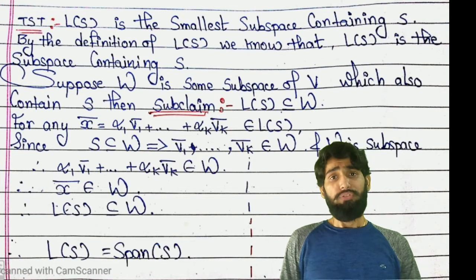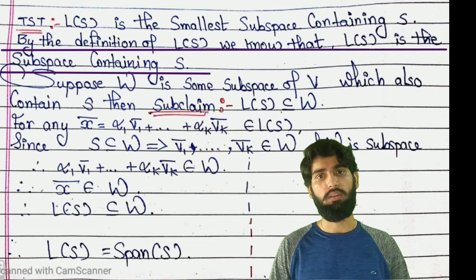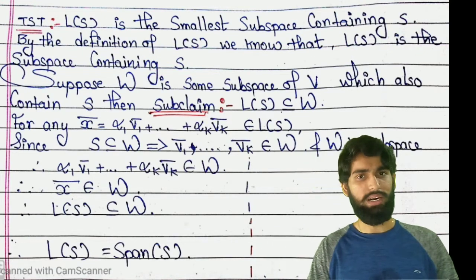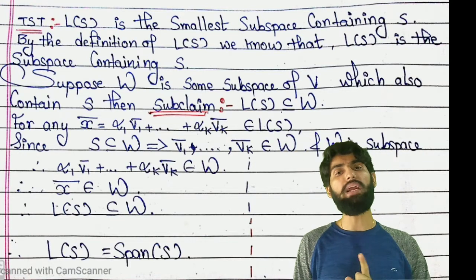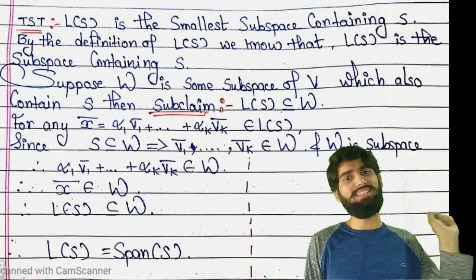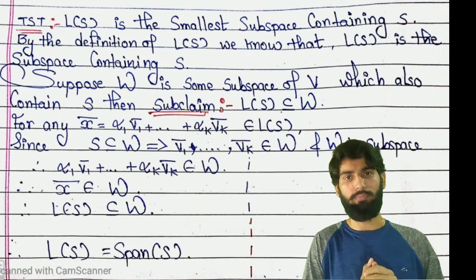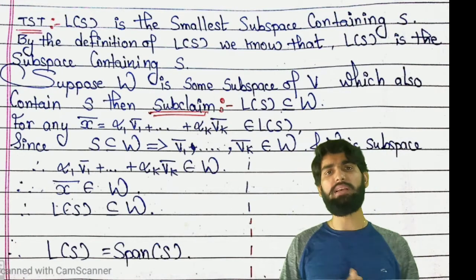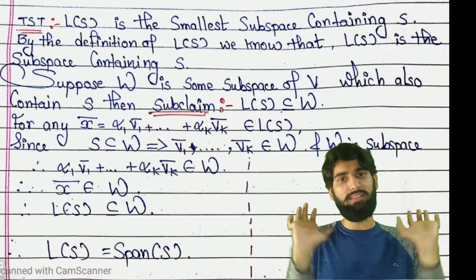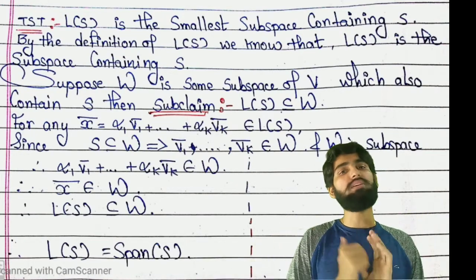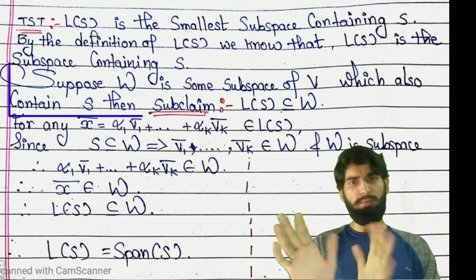Okay. From the definition of L of S, we know that L of S is a subspace and it contains S also. Right? The thing remaining to prove is that L of S is the smallest subspace. If I want to prove this is the smallest, I will consider any other subspace and prove that L of S is smaller than that subspace. Then I am done, since nothing exists which is smaller than L of S, so L of S is the smallest. Correct?